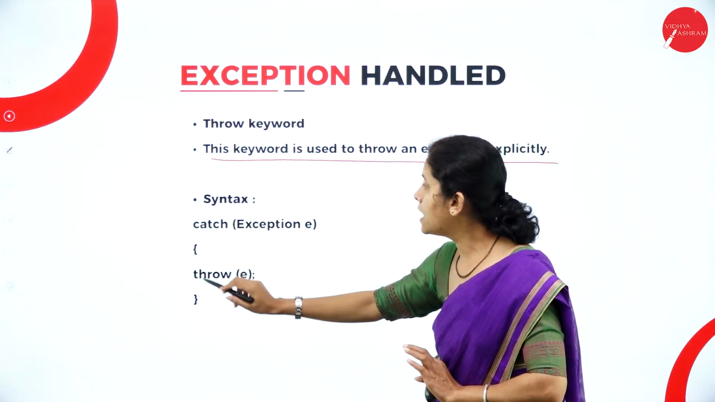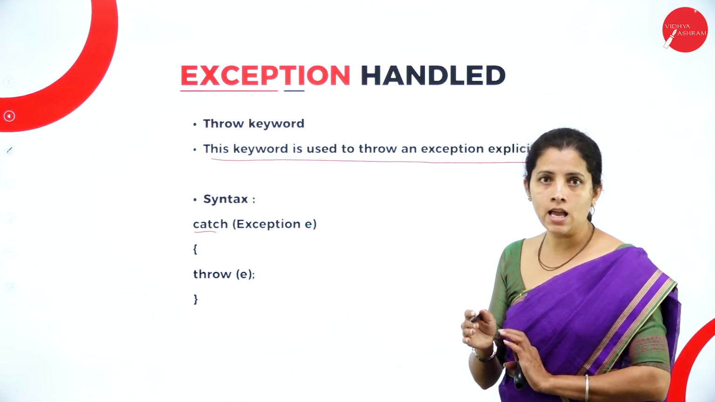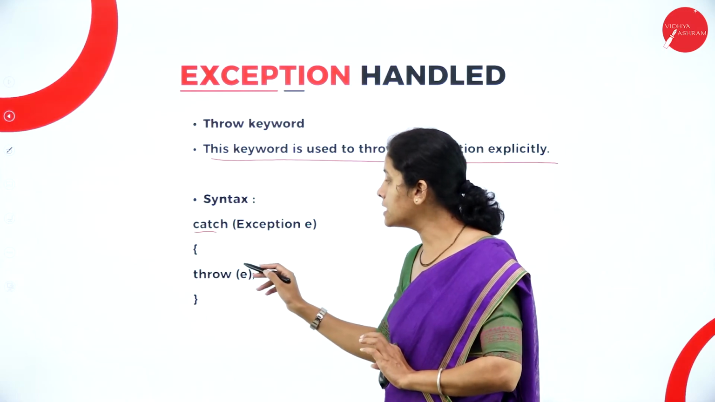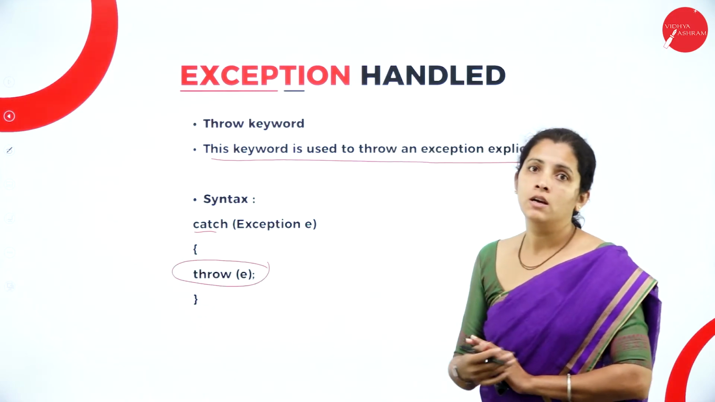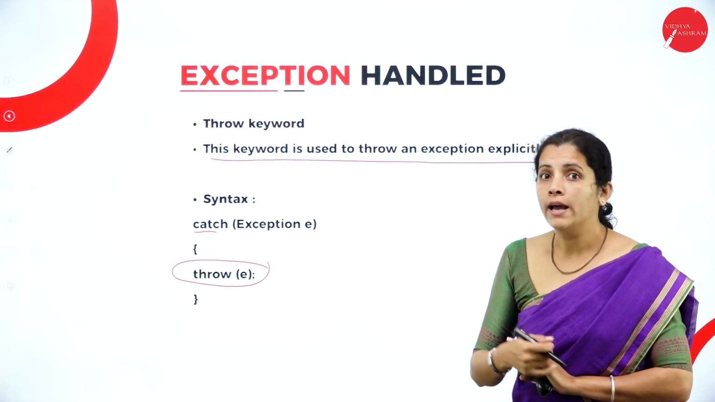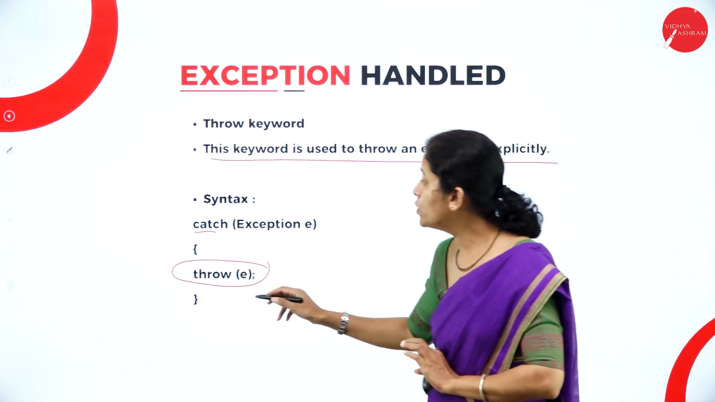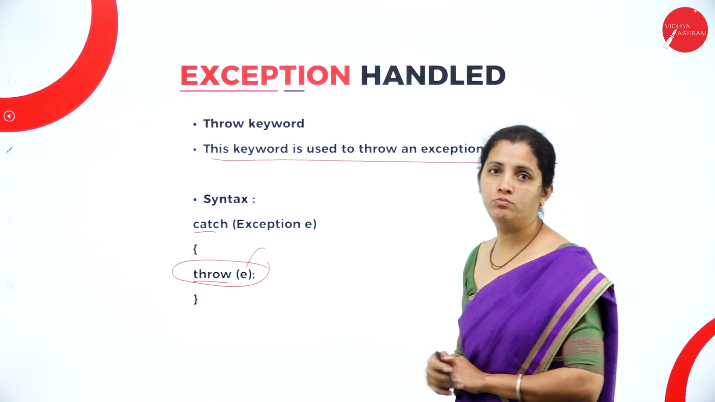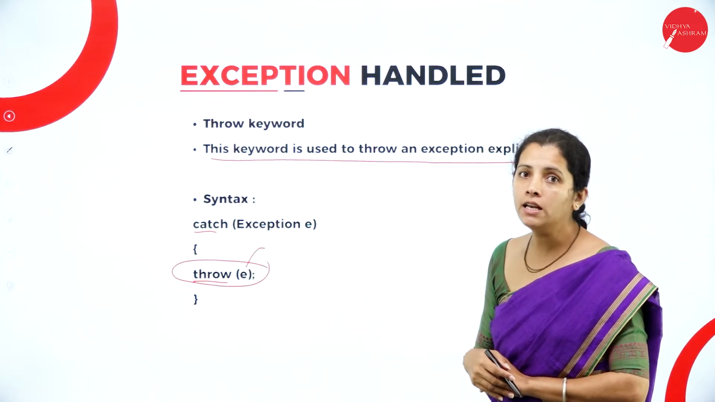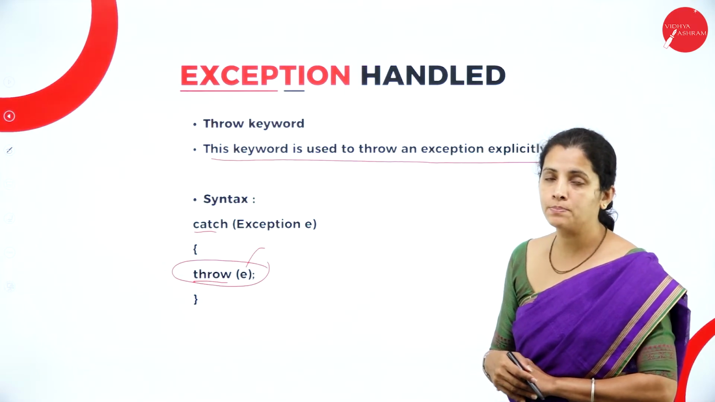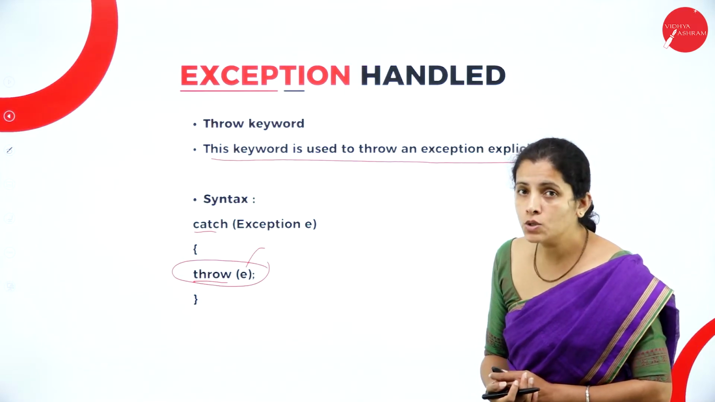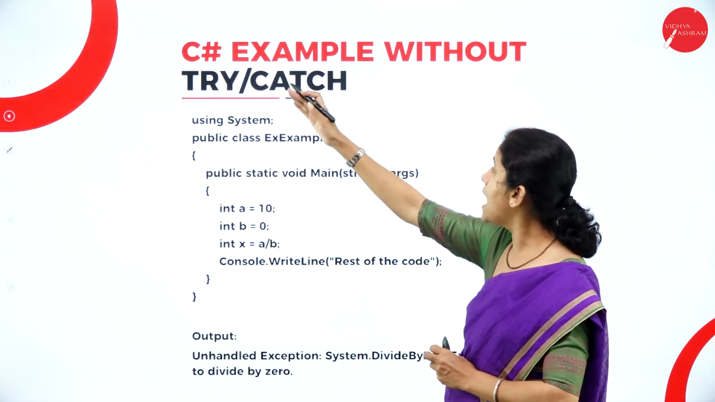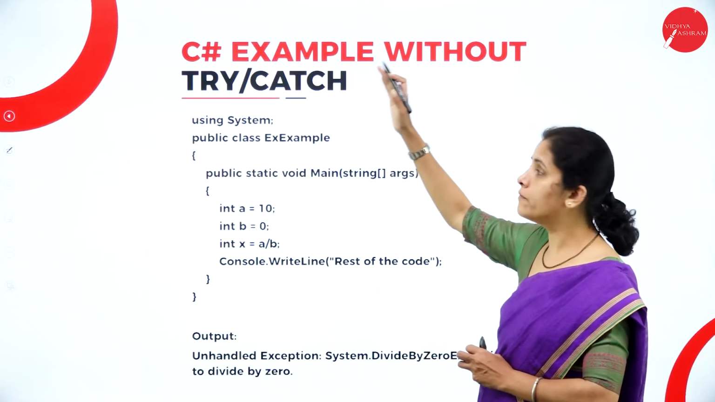So see here, I have the try. After that, I'm going to have the catch. Even in this catch, I can handle my own exception. For that, I'm going to have the keyword throw, and this is my object, and it is mainly used to handle an exception explicitly.